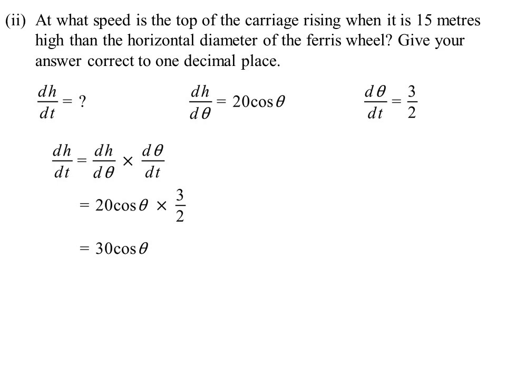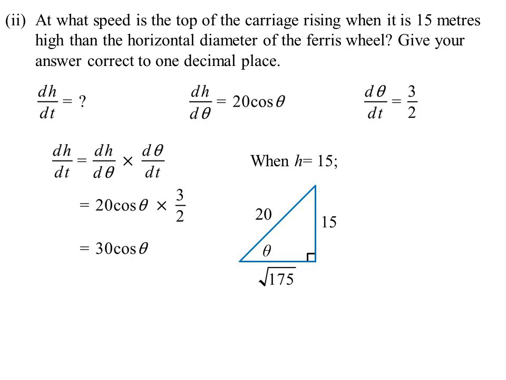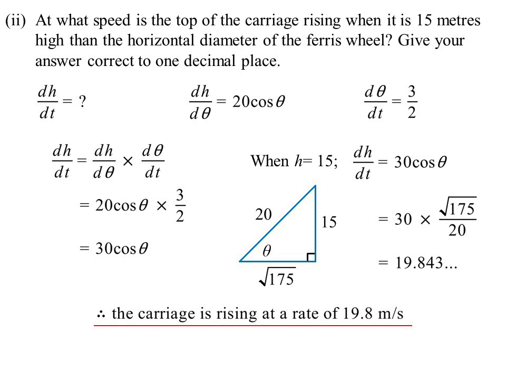Unfortunately, they've asked it when h is 15, so we haven't got theta yet. So we're going to have to work that out. When h is 15, there's the triangle. The radius is a constant 20, with 15 above the diameter. That means the adjacent side, because we've got to find cos, is the square root of 175. We could do an exact value as well. They said to 1 decimal place, so I guess that's why I did an approximation there. 19.8 metres per second for that one.